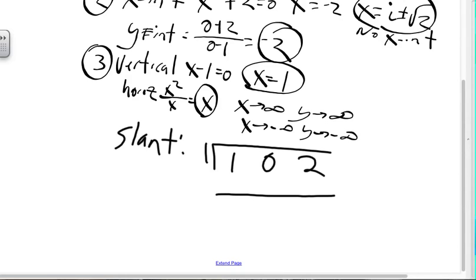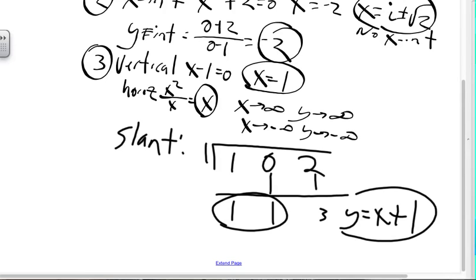We do our synthetic. Bring down the 1. 1 times 1 is 1. You add them. 1. 1 times 1 is 1. We get a remainder of 3. This right here gives me the coefficients of it. So my slant asymptote is going to be equal to x plus 1. And that's the equation of my slant asymptote.